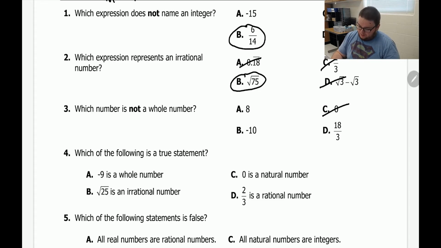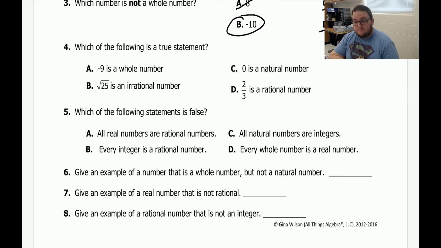So we can automatically throw C out because it's 0. We can throw out A because it's a counting number. And we just have to look at negative 10 and D. So let's look at D first. It's 18 divided by 3. 18 divided by 3 can be changed into positive 6. 6 is a counting number, so it is a whole number. So we can mark it out. And B is negative 10. Since it's negative, it's not going to be a whole number. So we can circle it as our final answer.